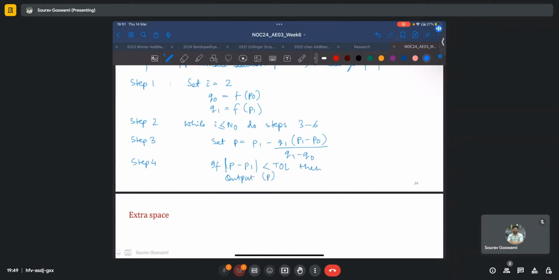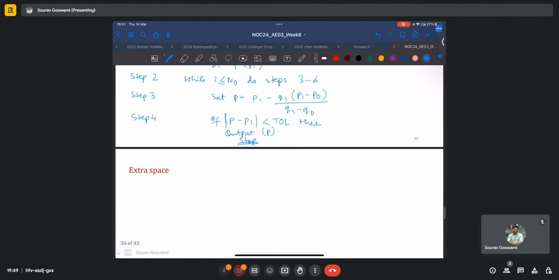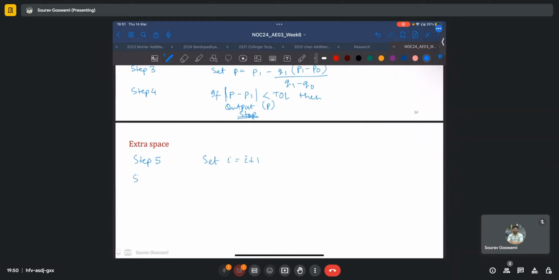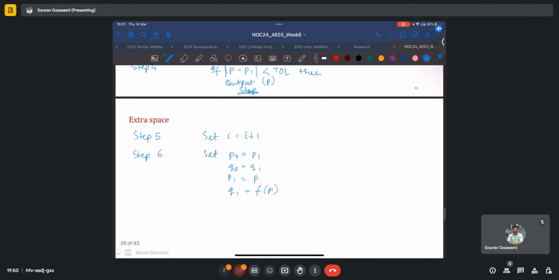We will output this P and stop any further computations. If not, we increase the counter and we update the values of our variables: Q naught equals Q1, P1 equals P, and Q1 equals F at P. And these steps will continue.